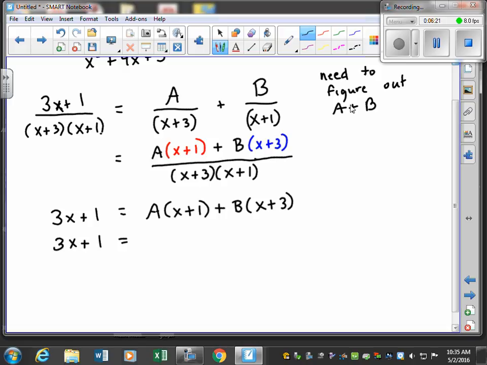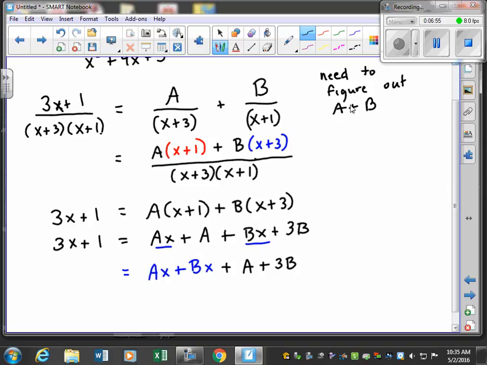Let's distribute this out. Ax plus a, bx plus 3b. Now if you remember grouping, the first thing we're going to do is group our x terms. This term has an x in it and this term has an x in it, so we're going to put those next to one another. So it's going to be ax plus bx, and then what's left is just a plus 3b. And all we did was rearrange and regroup.